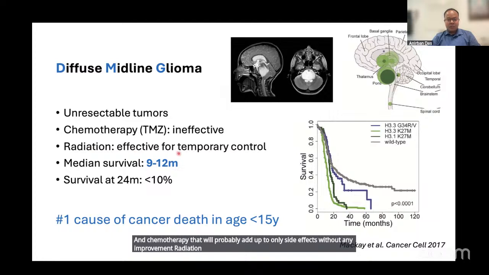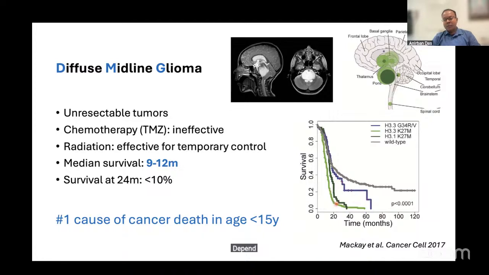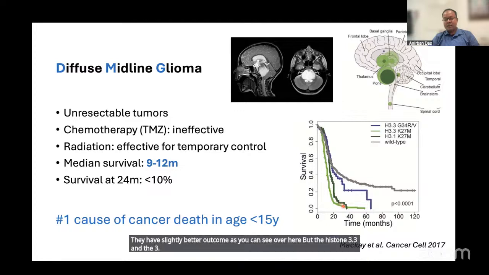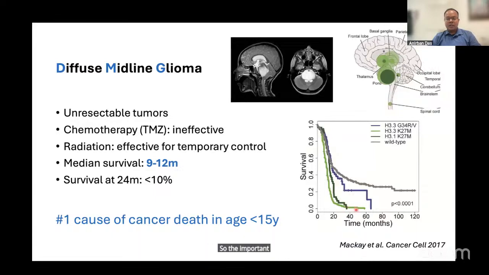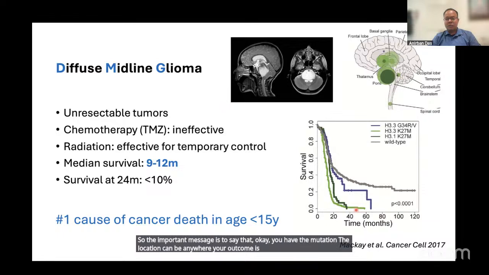Radiation is very effective for control, but the median survival, as you can see, is very poor, within a year, and almost nobody survives, and it's the most common cause of cancer-related death in young children. Depending on the type of the mutation, the survival does vary a little bit. If there are hemispheric tumors with histone G34R/V, which are not DMGs, they have a slightly better outcome, as you can see over here. But the histone 3.3 and the 3.1 K27Ms, which characterize the DMGs, are uniformly dismal in outcome. So the important message is that if you have the mutation, the location can be anywhere, and your outcome is going to be unfortunately poor today.